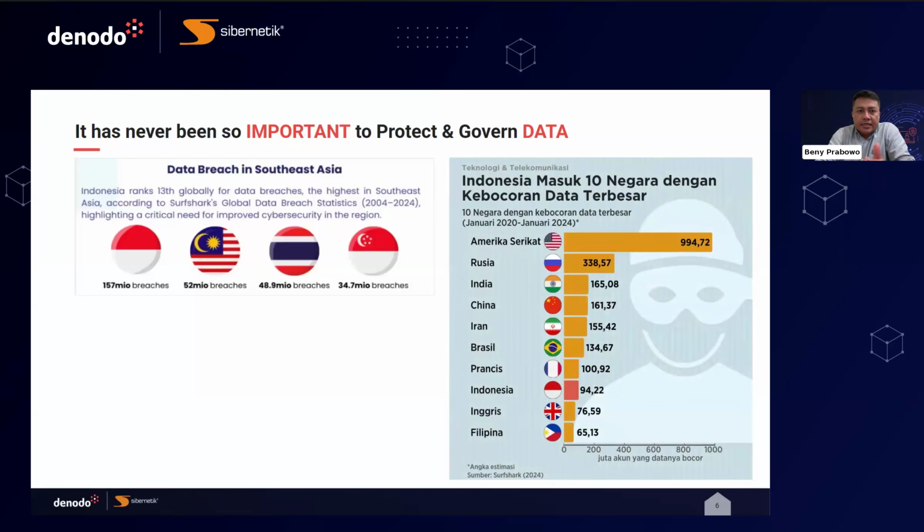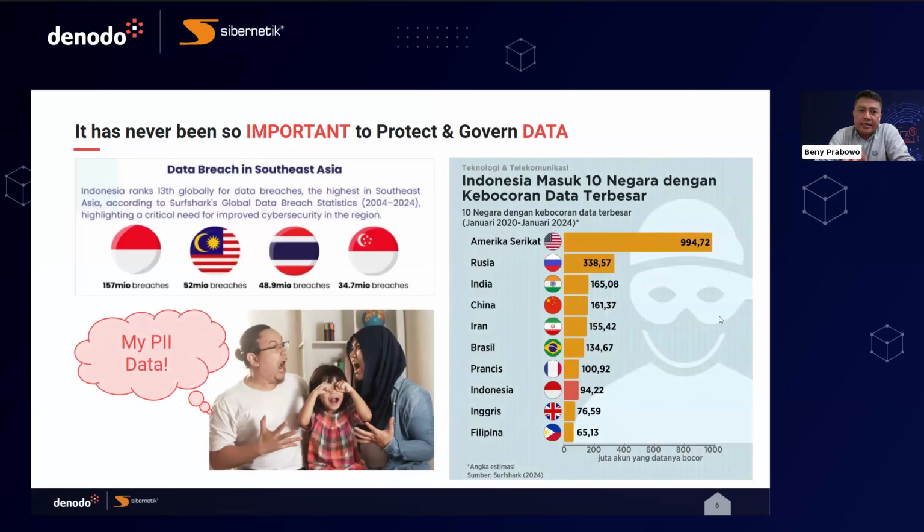Based on 20 years of statistical data breach reports, which we capture from Surfshark, a cybersecurity company that offers various online privacy and security solutions, we see here Indonesia ranks 13th globally for breaches and the highest in Southeast Asia. So this highlights our serious concern about data protection around PII, personally identifiable information.